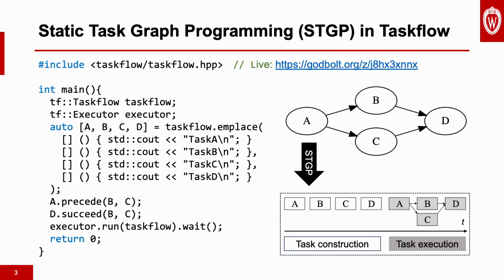To get a parallel execution for this task graph using STGP, you have to define a taskflow and an executor first. Then, you define four tasks in terms of C++ lambda function objects, A, B, C, and D, and use the precede and succeed methods to relay the dependencies among A, B, C, and D. When the graph is constructed, you submit it to the executor for execution. As you can see from this example, you define the task graph first and then submit it to the executor for execution. That is the definition of STGP.